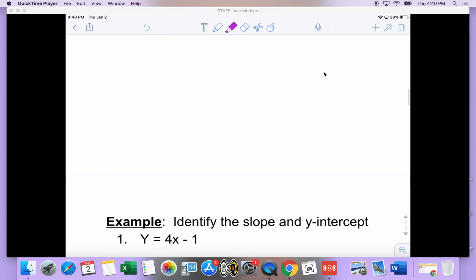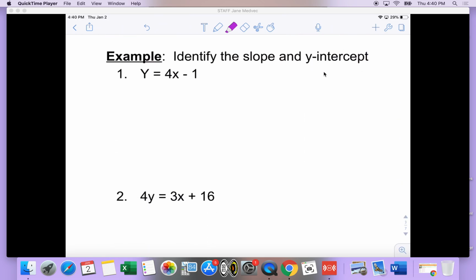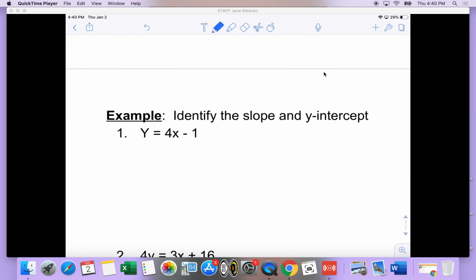Now let's move on. Here's an example that you're going to see in your assignment. It's going to ask you to identify the slope and the y-intercept. Again, we need to make sure it's in the form y equals mx plus b. And you're going to notice that this equation is in that form. I've got my y, then my equals, then my x with that number in front, and then a number that's hanging out there. So it's already in that form.